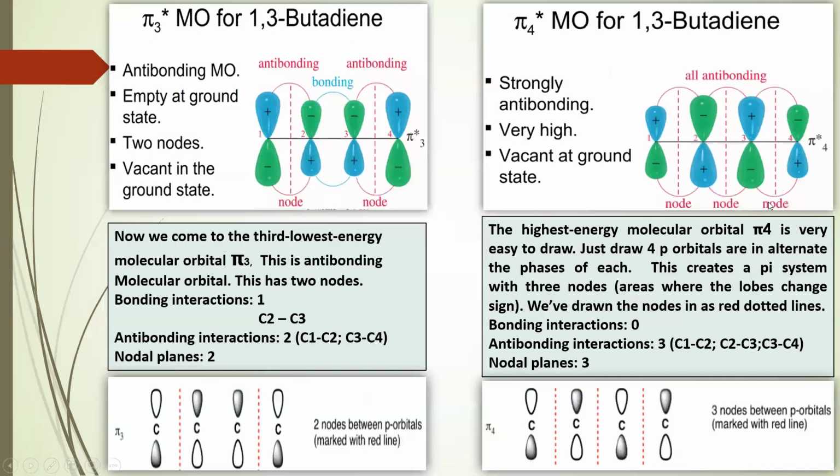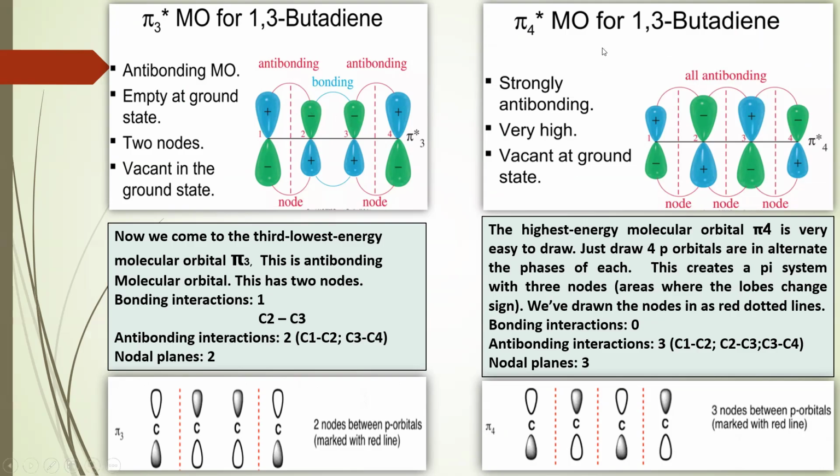Nodal plane is 1. This is the pi 3 star molecular orbital diagram of 1,3-butadiene. Star indicates an anti-bonding molecular orbital. There are no electrons in this level, that's why it is called an empty orbital. Here two nodes are present, in between C1 and C2 and between C3 and C4. So bonding interaction is only possible at C2 and C3, that's why minus, minus. These are bonding interactions. Plus, minus are anti-bonding interactions. Anti-bonding happens when a nodal plane is present, between opposite signs. No nodal plane, bonding interactions with the same sign.